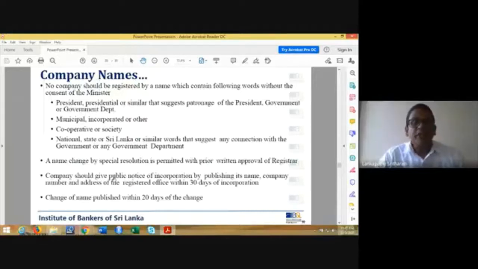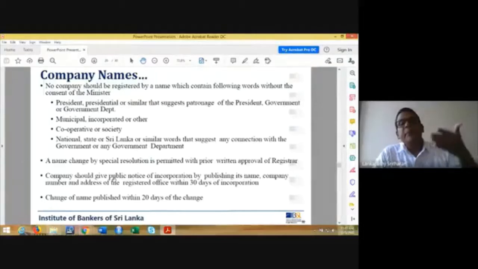The company should give the public notice of incorporation by publishing its name, company number, and address of the registrar office within 30 days of incorporation. This is another requirement related to the company name. So once the company is incorporated, then the public notice has to be given within 30 days of the incorporation.